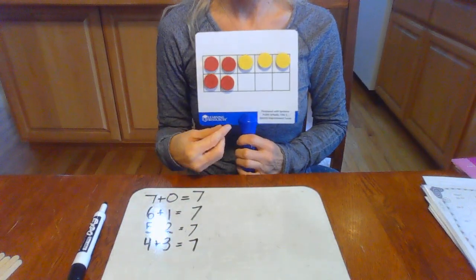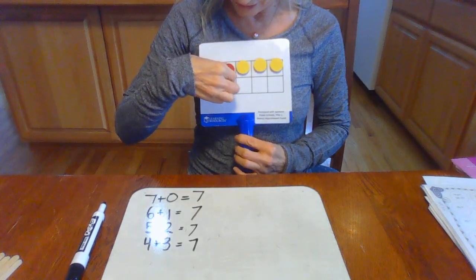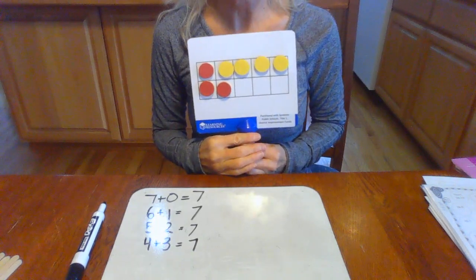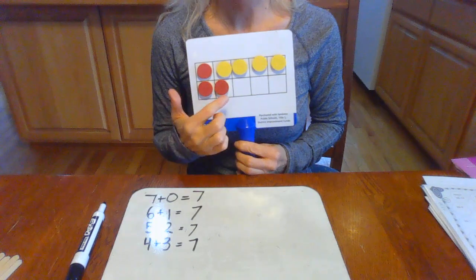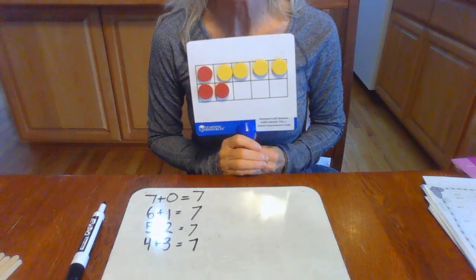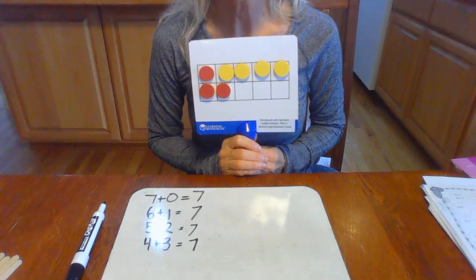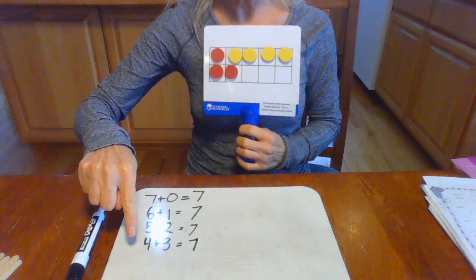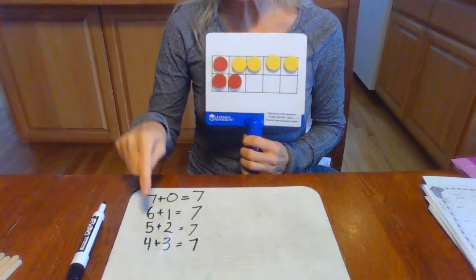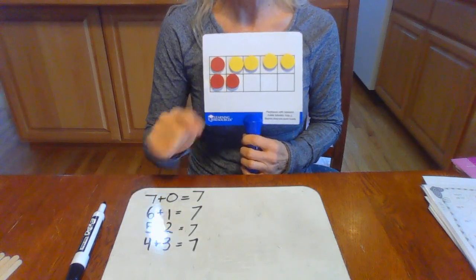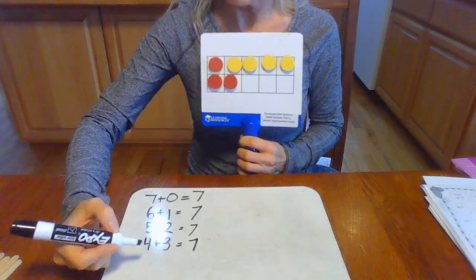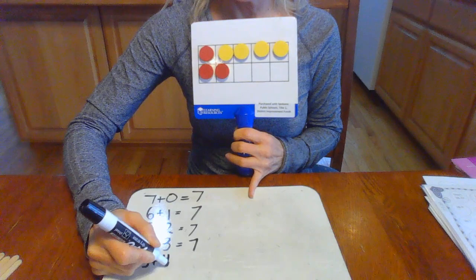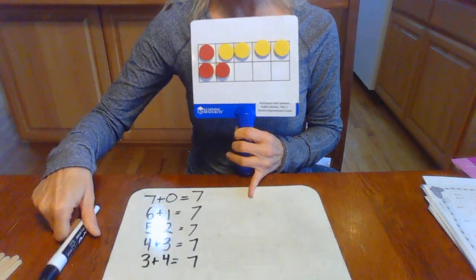Okie dokie. Here we go. I'm going to turn over this one. Now, how many of those counters are red? 3. How many of the counters are yellow? 4. How many altogether? 7. Oh, we just did 4 plus 3 equals 7. And we know in addition, we can change the numbers around. Those are called the add-ins, but the total will be the same. So let's write down this combination of 7. 3 plus 4 equals 7.